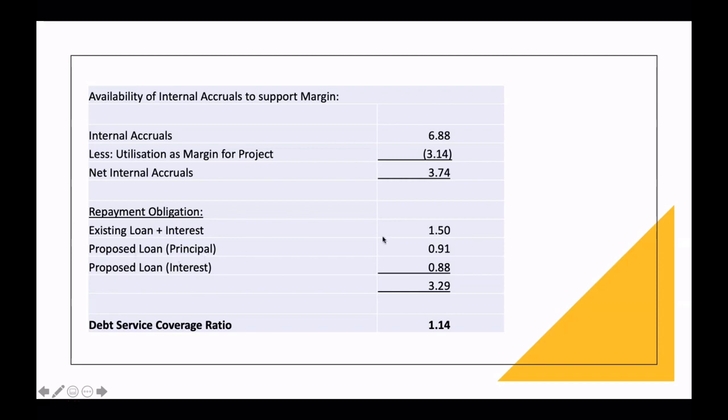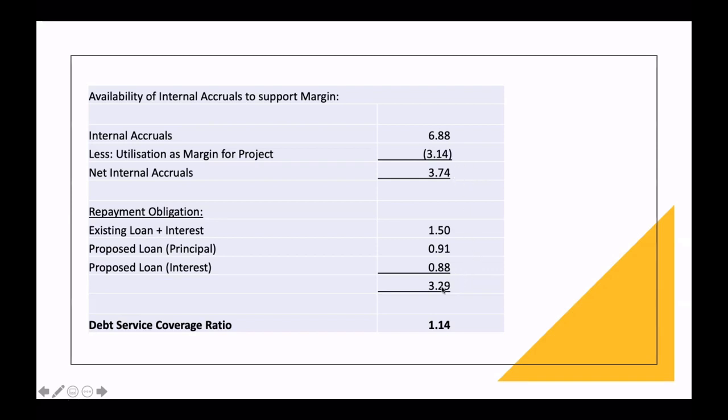Proposed loan principal is 0.91. That's nothing but the total loan amount divided by 8 years. And proposed loan interest for the first year is 0.88, and that makes 3.29 crore. So 3.74 crore is the sources available and 3.29 crore is the obligations, that is uses. And now if you calculate 3.74 divided by 3.29, you get gross DSCR.